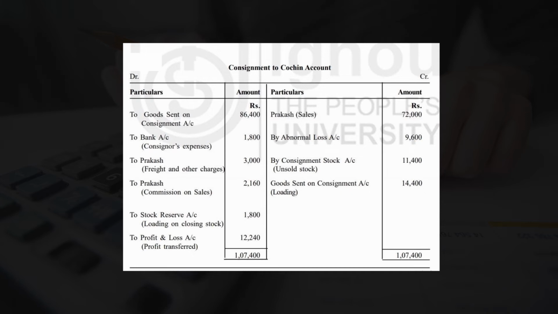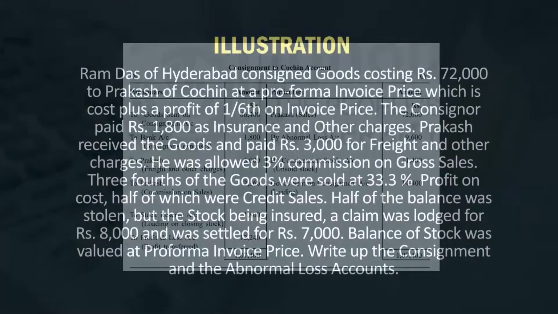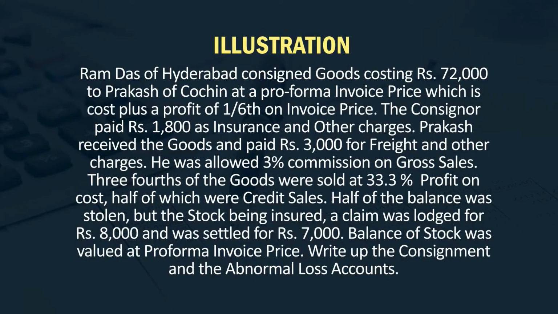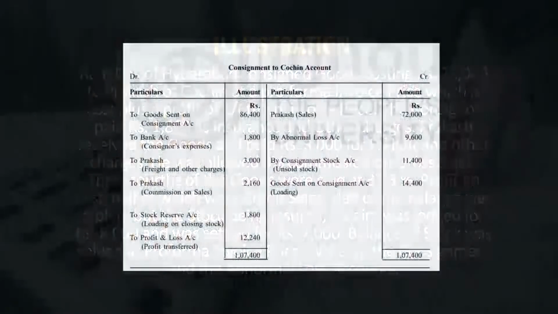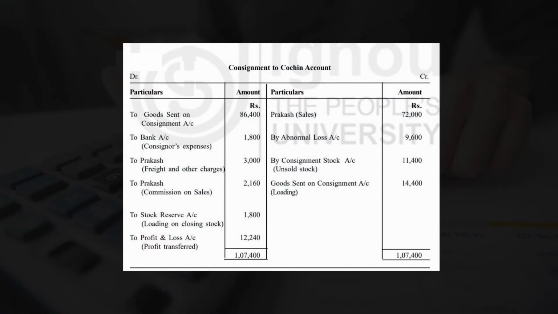These are the consignor expenses. So consignment account debit to bank, 1,800 the consignor has incurred, and this amount of rupees 3,000 has been incurred by the consignee, Prakash. Prakash is the consignee here, and this is the commission on sales. So sales is 72,000. Let's see how much commission. He was allowed 3% commission on gross sales. So the sales is 72,000, and 3% of this is 2,160. To Prakash, commission 2,160.